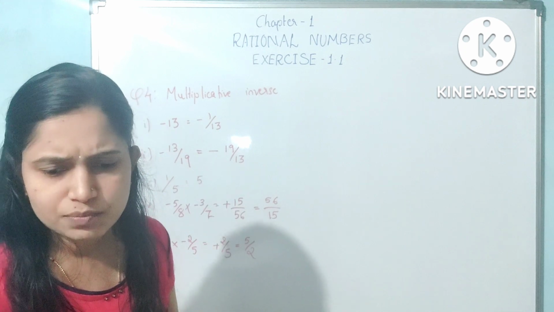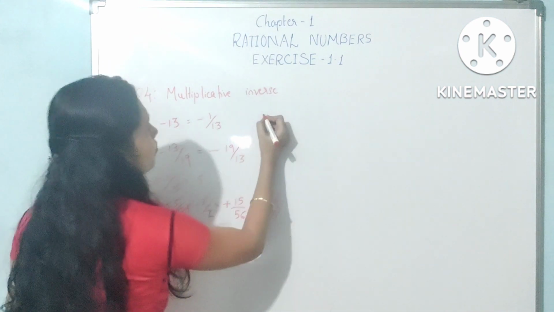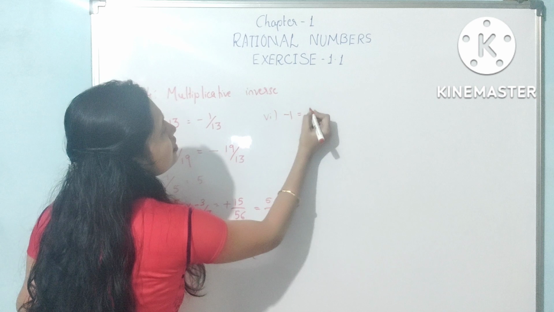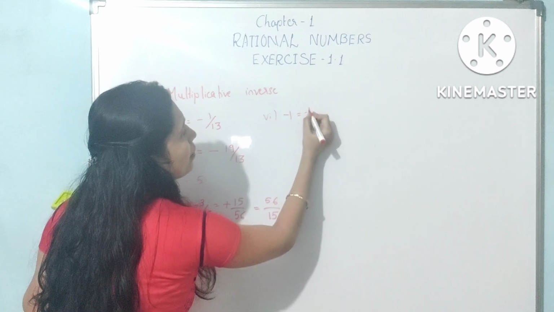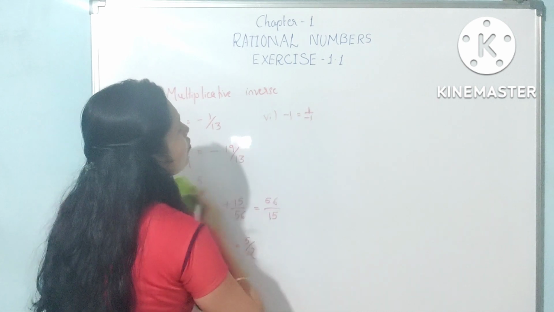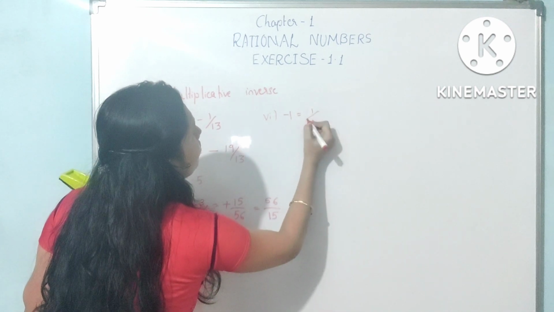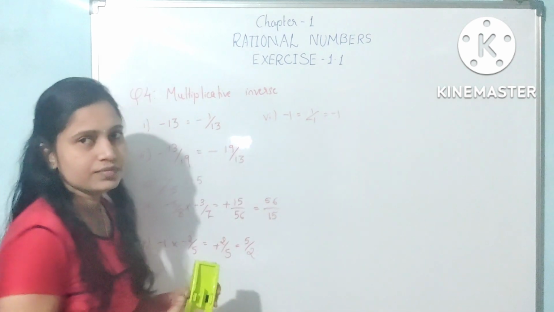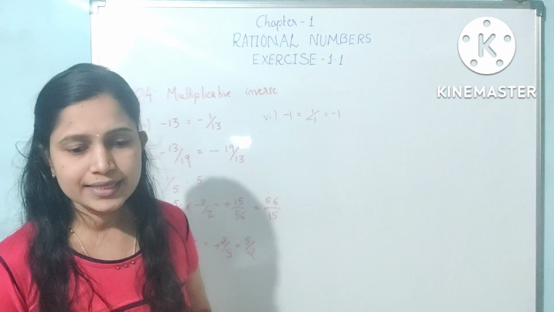The next one, the sixth one, is minus 1. Reciprocal of minus 1 is nothing but 1 by minus 1, which is nothing but minus 1. Okay, simple, right? Okay, the next question.